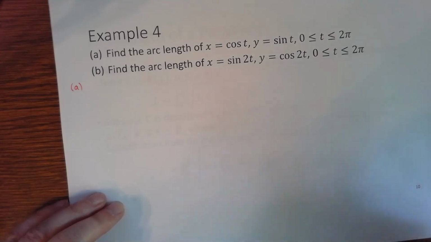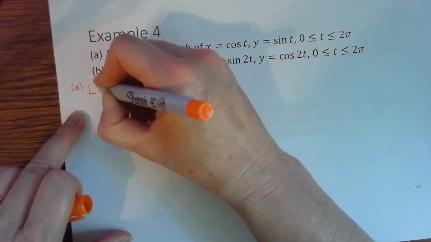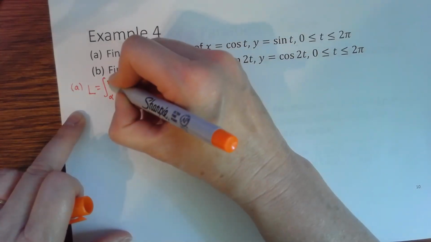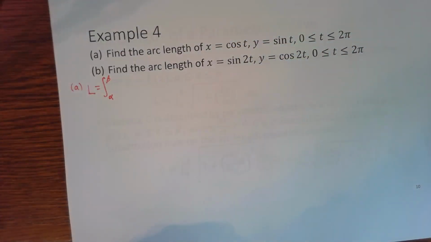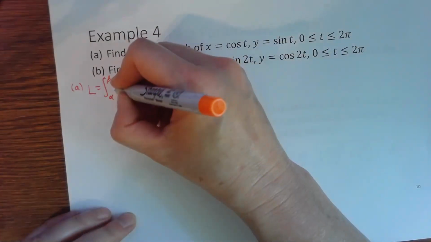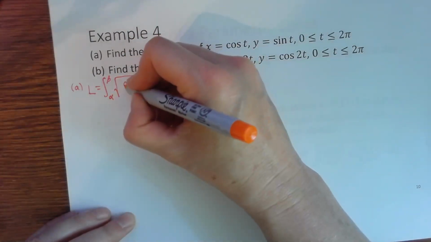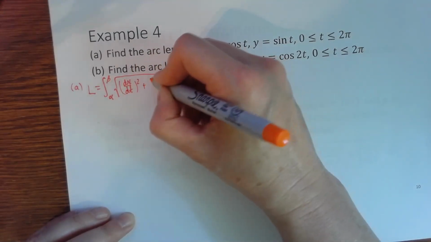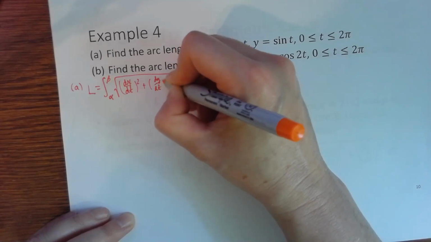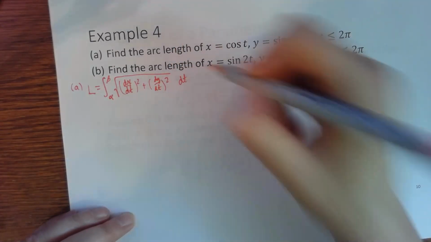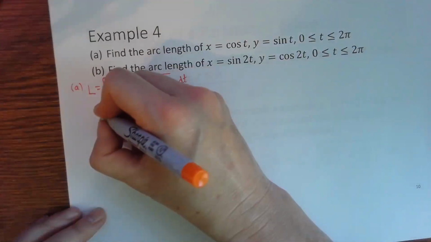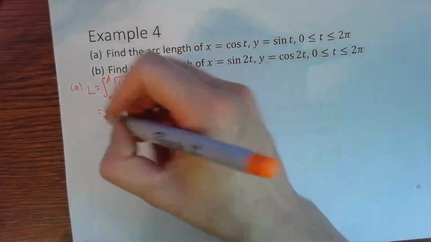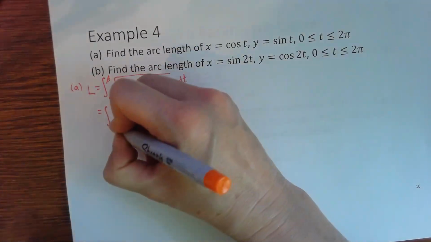Okay, so we want to find the arc length. We know that the arc length is going to be the integral, I'll just write this out, from alpha to beta. So those are in terms of the parameter. And then the square root of, and then we do dx dt squared plus dy dt squared dt. So that everything is in terms of our parameter. So for this particular equation, our parameter goes from 0 to 2 pi, so those are the bounds that we'll put on our integral.